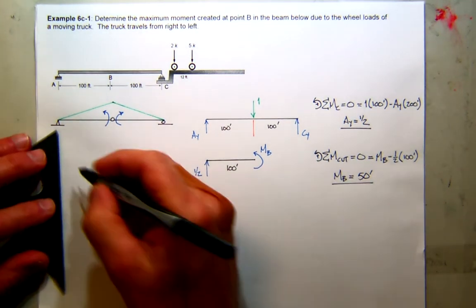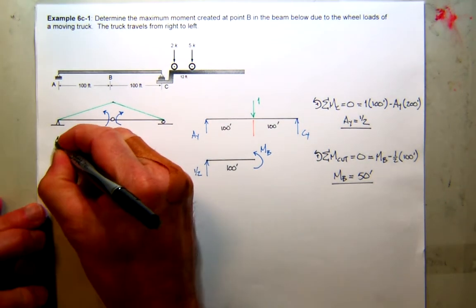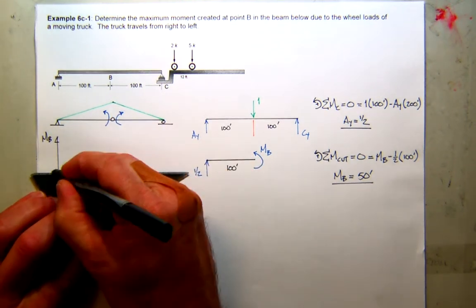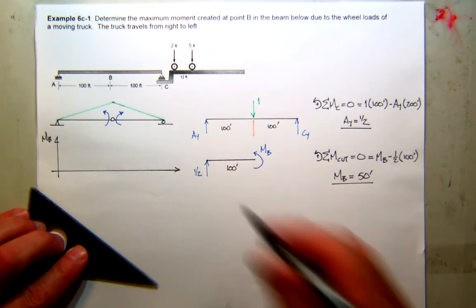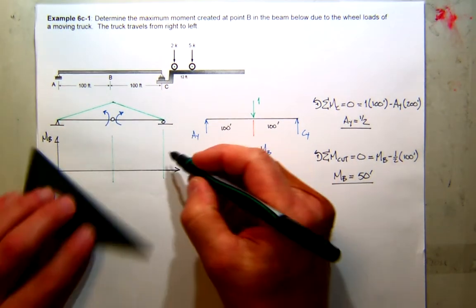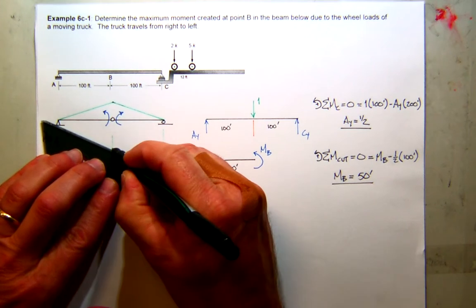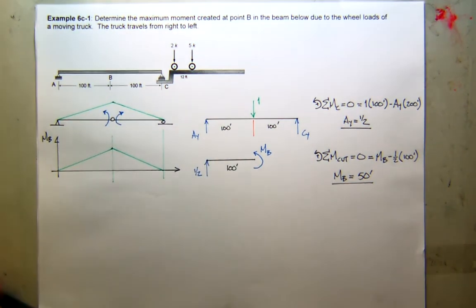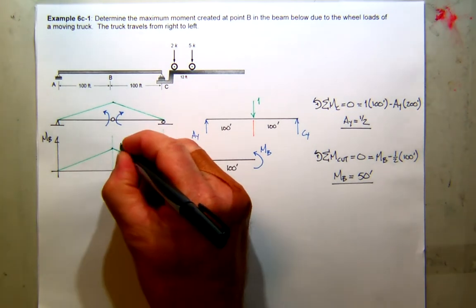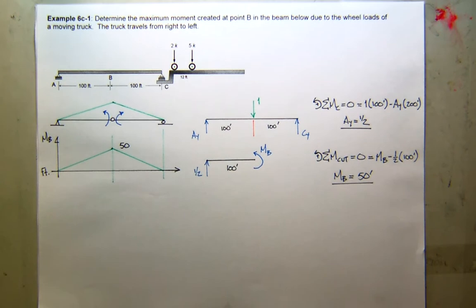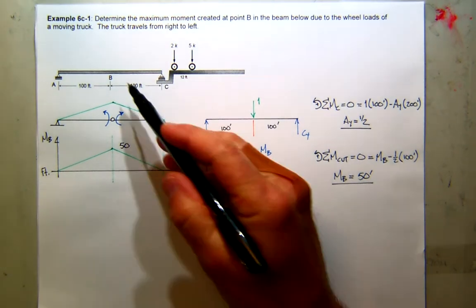So now I can draw the moment at B. This will be the influence line. Here's the general trend. We knew the shape already, the qualitative shape from our Mueller-Breslau principle. And now I know that middle value is 50. And all the units on this are feet. Okay, so that's the influence line for the moment at B.